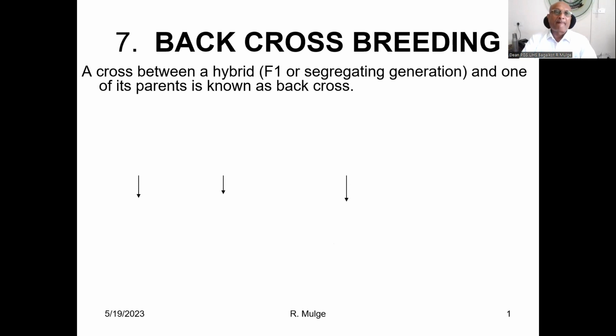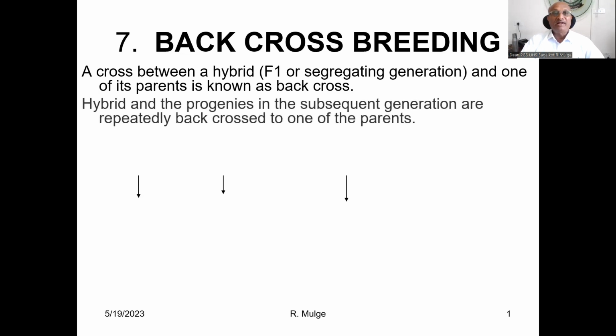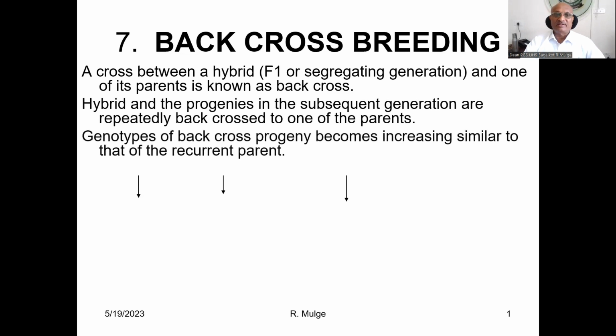So backcross breeding: a cross between a hybrid and one of its parents is known as backcross. The hybrid and the progenies in subsequent generations are repeatedly backcrossed to one of the parents. The parent that is repeatedly backcrossed is known as the recurrent parent or recipient parent. So the genotypes of the backcross progeny become increasingly similar to that of the recurrent parent, which you repeatedly use for backcrossing.